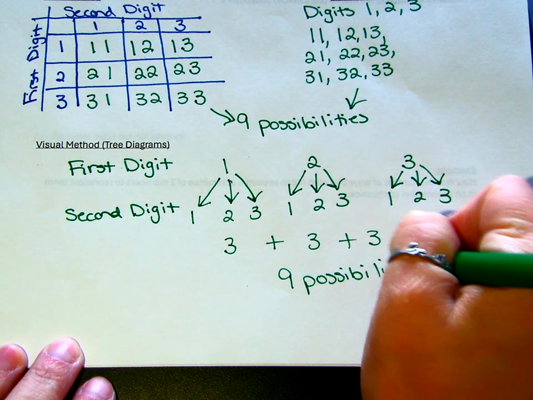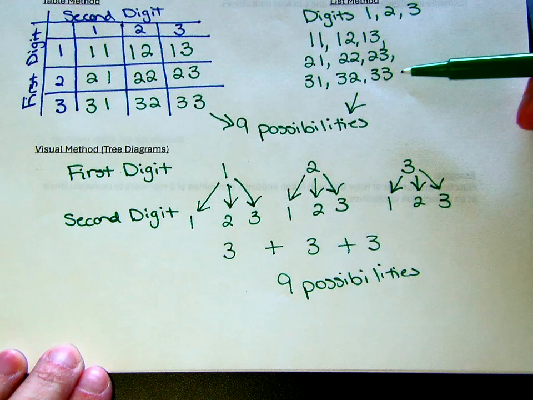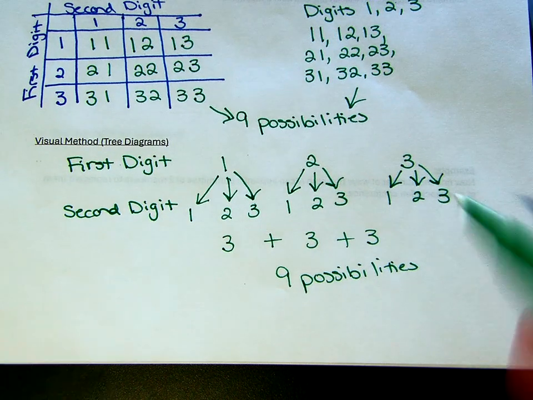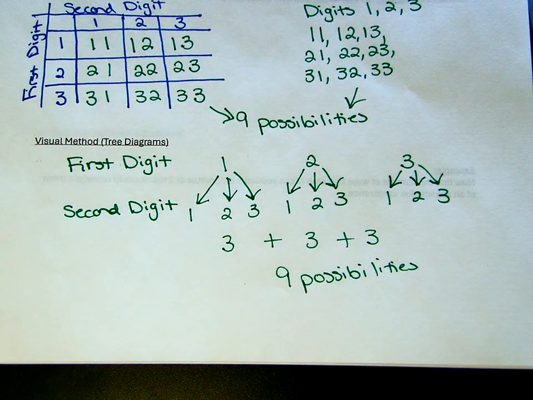That's what we found up here using the list method. That's what we found using the table method. You are always going to have the same amount of possibilities regardless of which method you choose to use. The answers aren't changing, just your way of approaching them. So all 3 of these could be used. Obviously, we did the same problem 3 different ways. You're not going to be asked to do that.